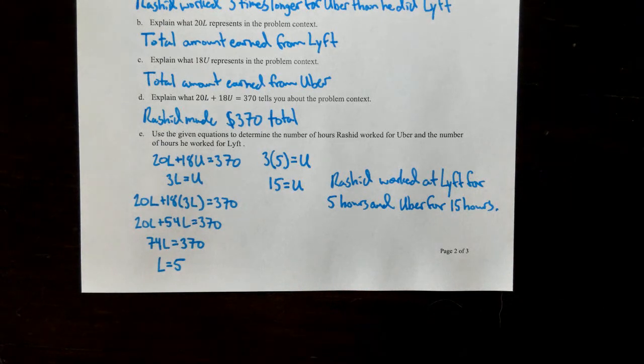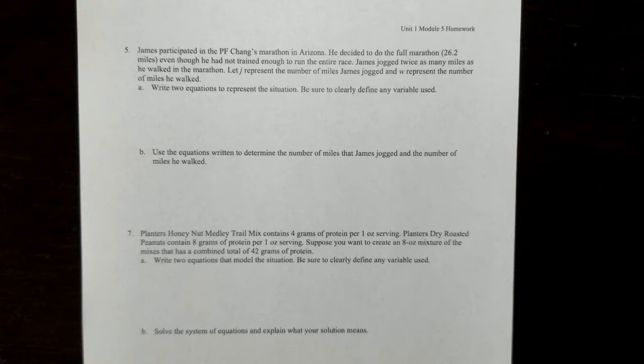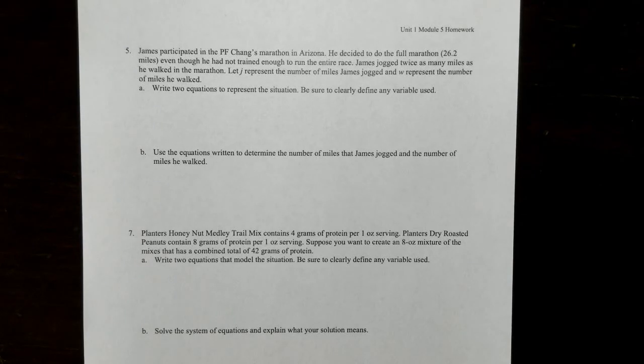All right, let's move on to number 5 here. James participated in the P.F. Chang's marathon in Arizona. He decided to do the full marathon, which is 26.2 miles, even though he had not trained enough to run the entire race. James jogged twice as many miles as he walked in the marathon. Let J represent the number of miles James jogged, and W represent the number of miles he walked.